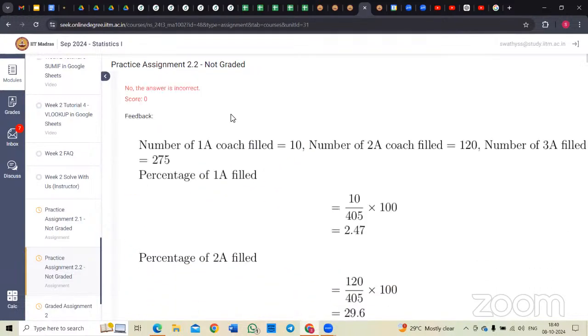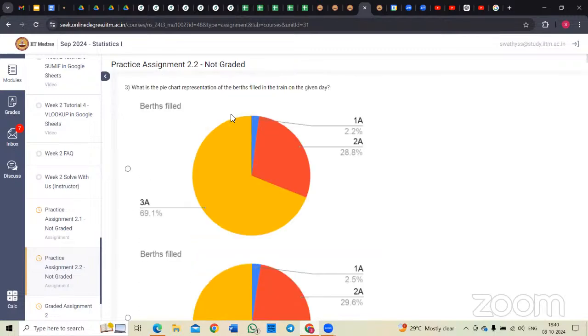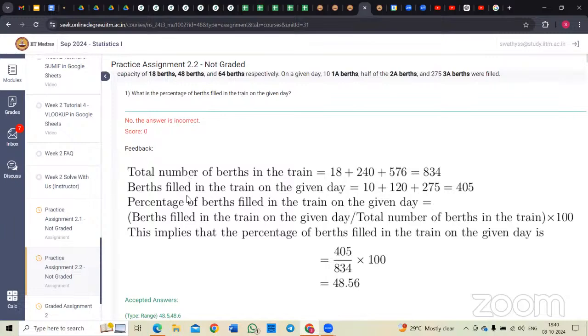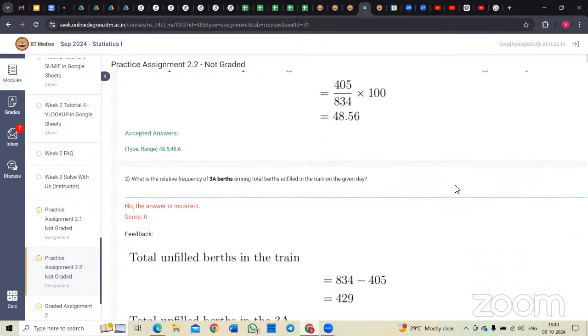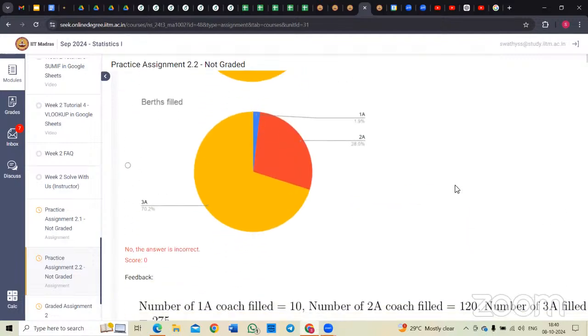In our question, it is given that after we calculate, 405 was filled. I didn't remember. Scroll up. 405. Okay. Now is it clear? It's clear. Okay. Question number 4.